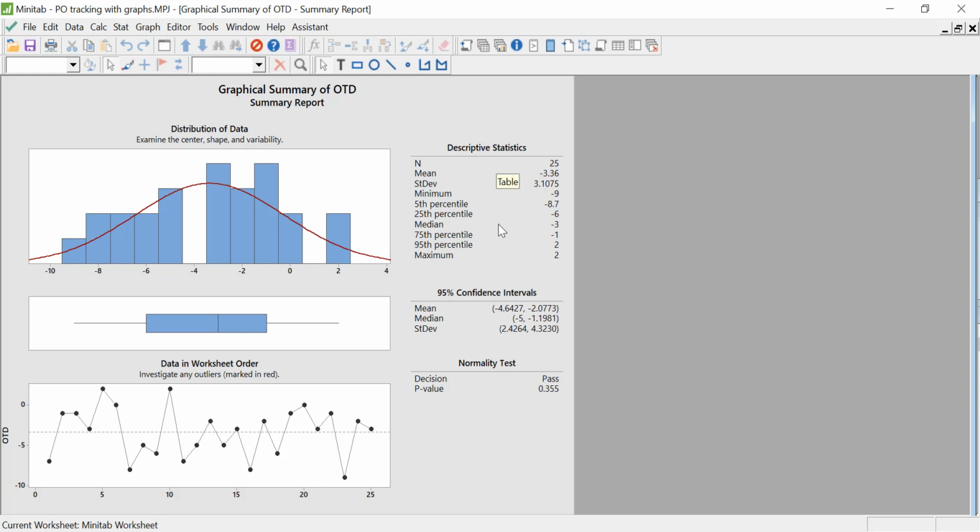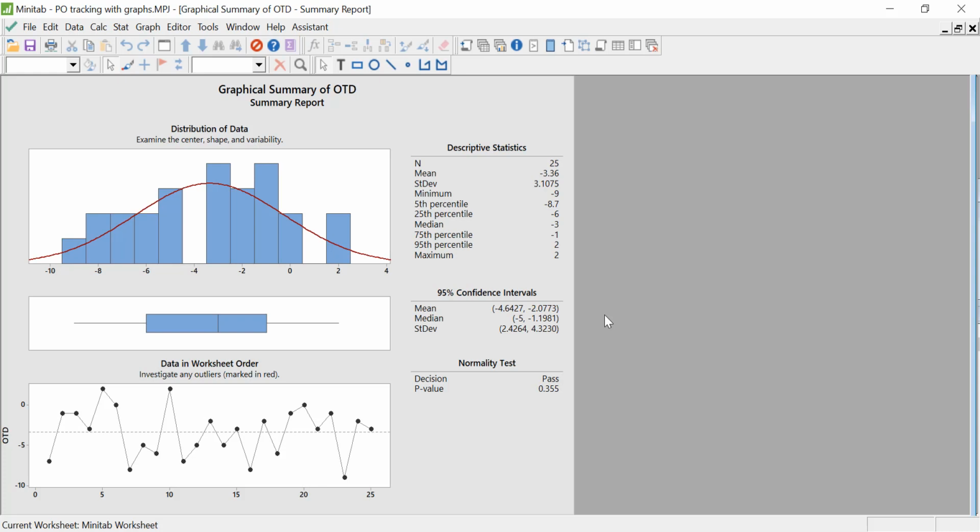I have some descriptive statistics, otherwise known as a numerical summary. How many observations are included? What's the mean, standard deviation, etc.? And they also provide 95% confidence intervals. I think the graphical summary is a great place to start to get a feeling for your data.